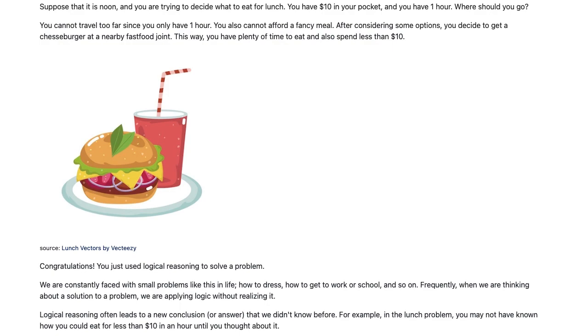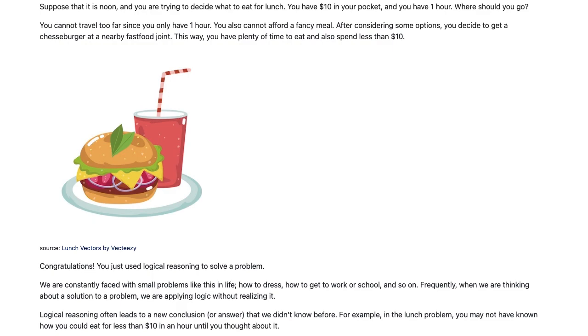Suppose that it is noon and you're trying to decide what to eat for lunch. You have $10 in your pocket and you have 1 hour. Where should you go? You can't travel too far since you only have 1 hour. You also can't afford a fancy meal. After considering some options, you decide to get a cheeseburger at a nearby fast food joint. This way, you have plenty of time to eat and also spend less than $10.